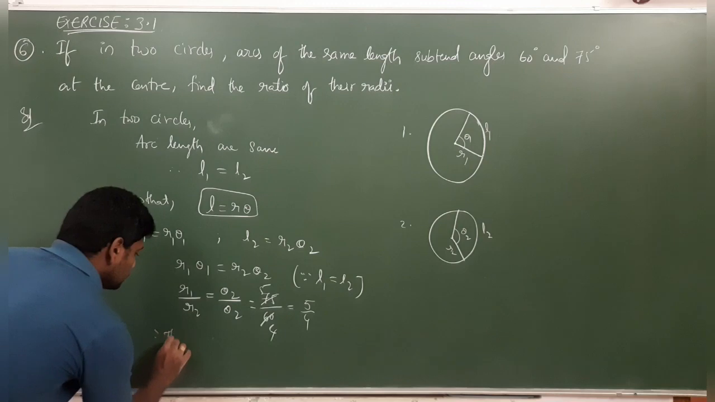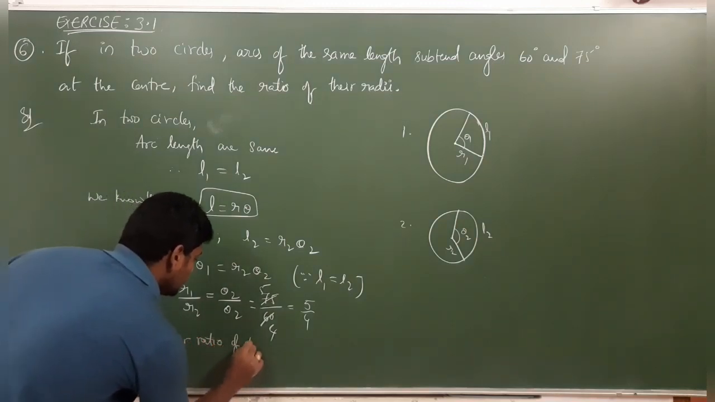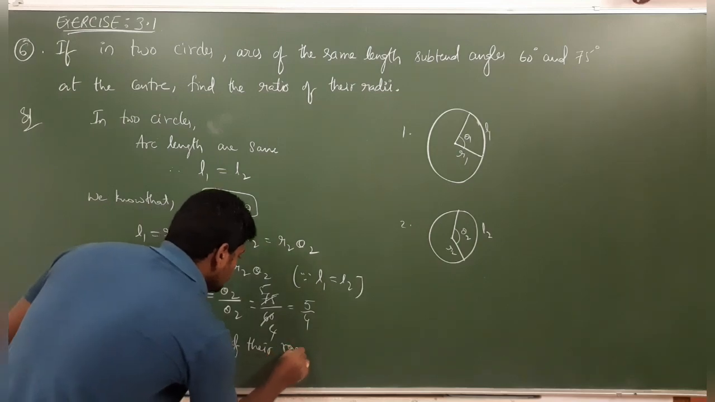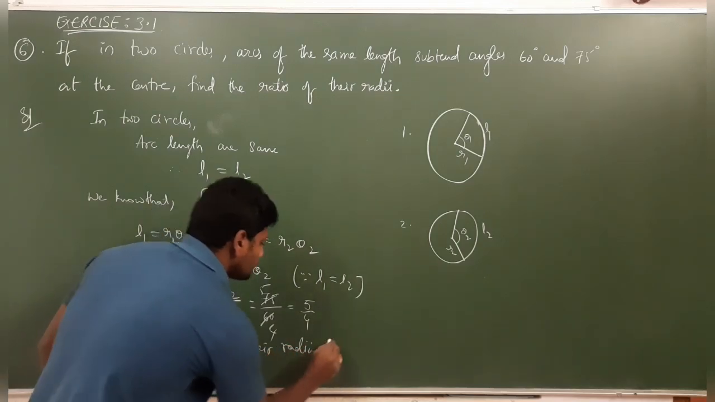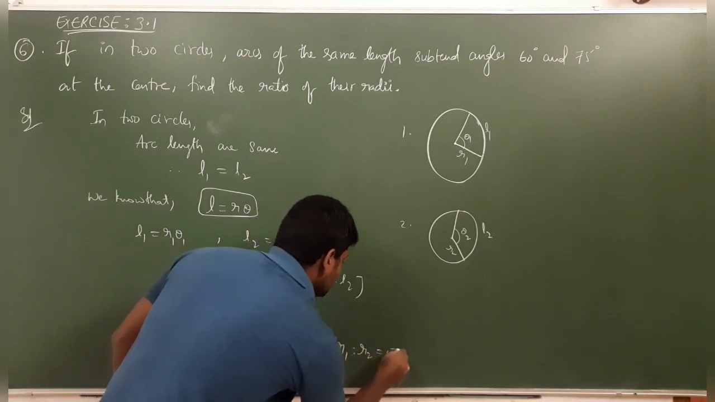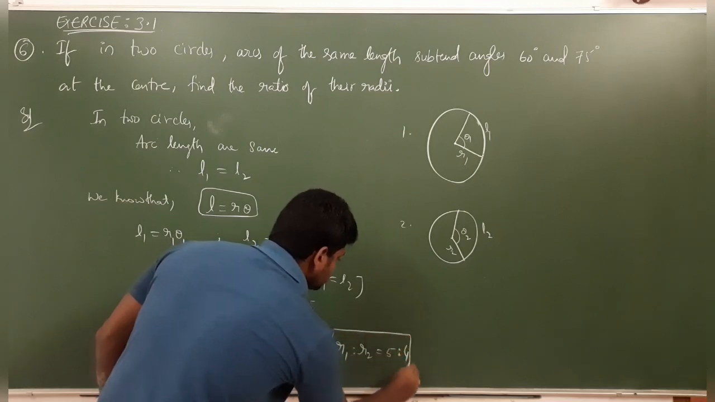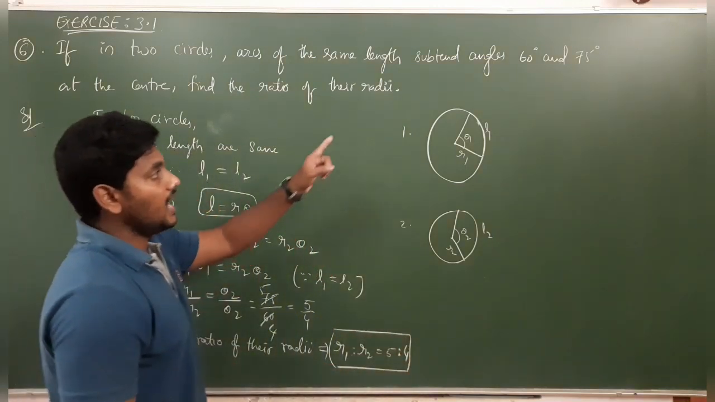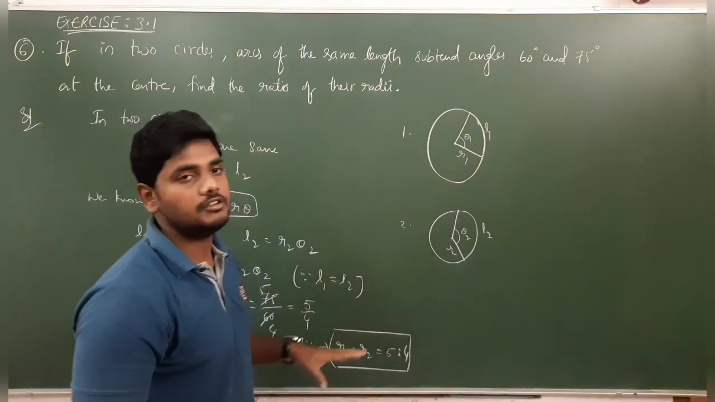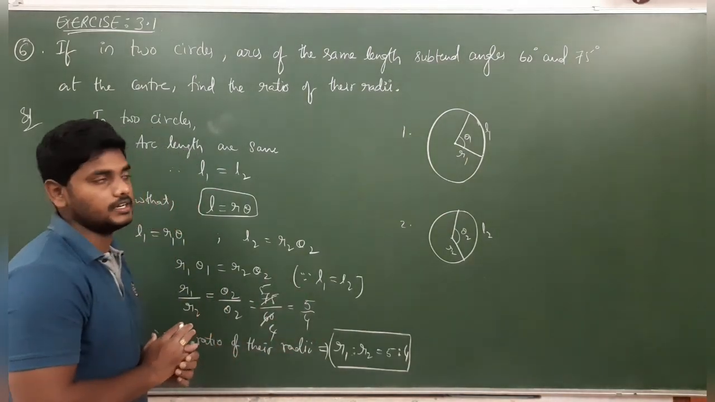Therefore, the ratio of their radii, r1 is to r2, is equal to 5 is to 4, right? So arc length may be the same, but the radius will be different. Arc length may be the same, but the radius will be different.